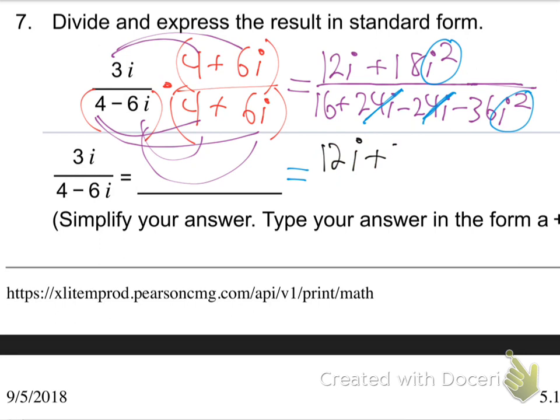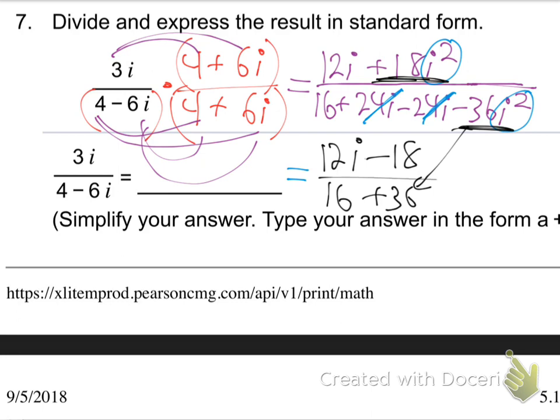So we get 12i plus, and that's just going to make that minus 18. I squared is just going to change the sign of whatever it's next to, because it's negative 1. So plus 18i squared becomes minus 18, doesn't it? Everybody see that? And down below, 16, and then minus 36i squared will become plus 36, won't it? Because I squared is negative 1. So I squared just changes the sign.